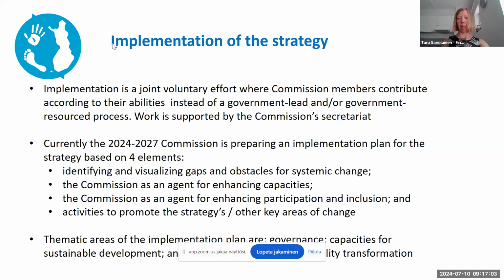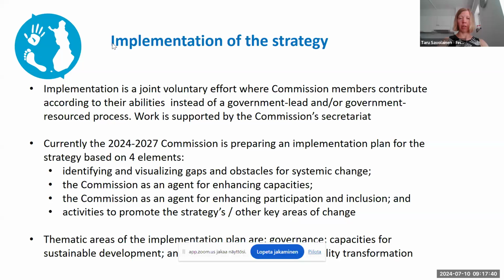visualizing and identifying gaps and obstacles for systemic change. This means more specifically, particularly legislation, for example. We can look at a certain area of transformation or a phenomenon or a change inside one of the areas of transformation and start thinking how different pieces of legislation coming from the EU or from international agreements or from the national level, how do those play together? How do they either facilitate or impede the developments that we want to see happening?